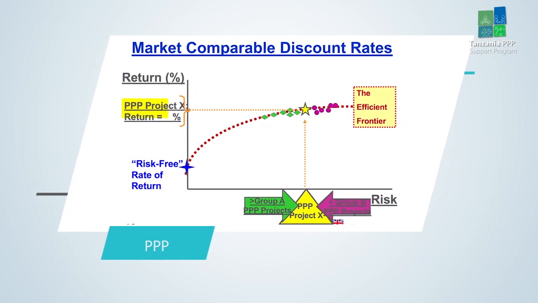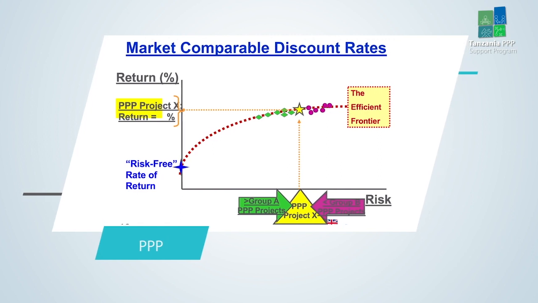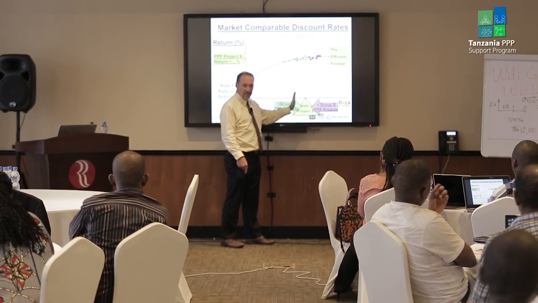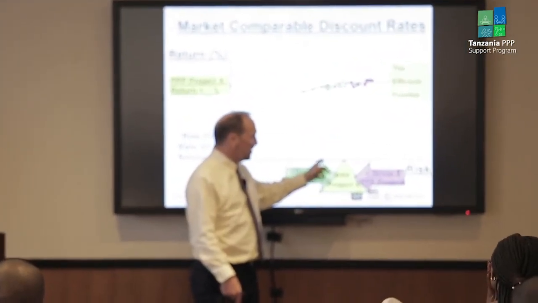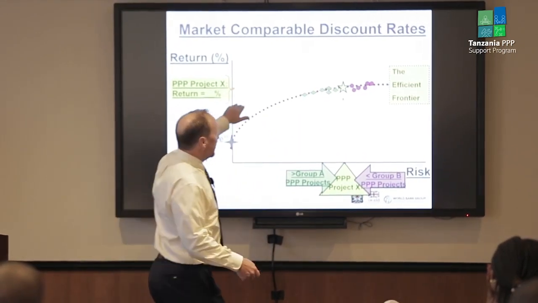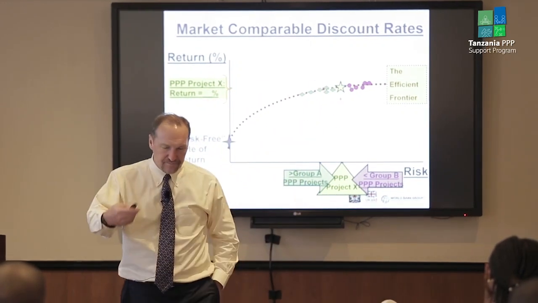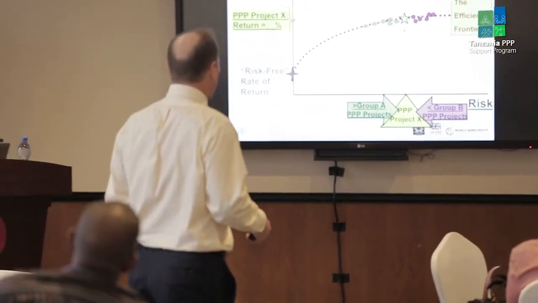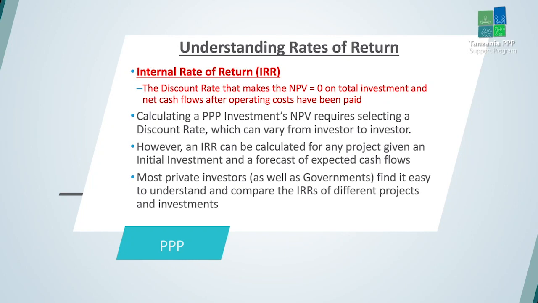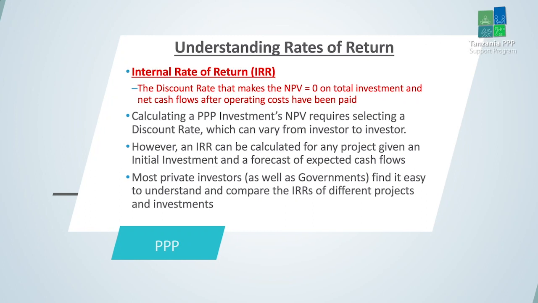So here's another look at what we typically mean by the market comparable approach. Let's compare our project X, and it's going to be subjective. You might say, well, I would say that Project X, given my description of it, would be about this point here. The discount rate would be lower. Somebody else might say it should be higher. You compare it to others. You decide where you're going to plot it. But it's got to be plotted essentially so that, given the level of risk, you're offering a risk-commensurate rate of return in that case. Calculating a PPP investment's NPV, in order to do that, you have to know the discount rate.